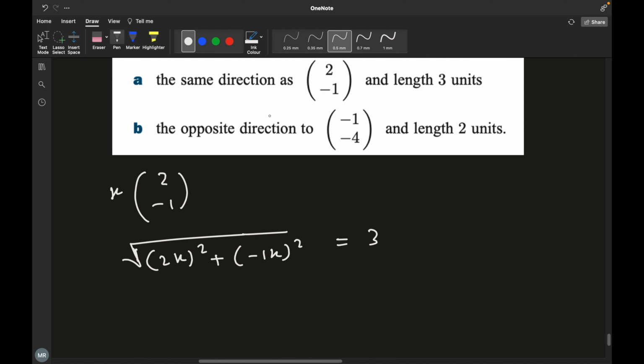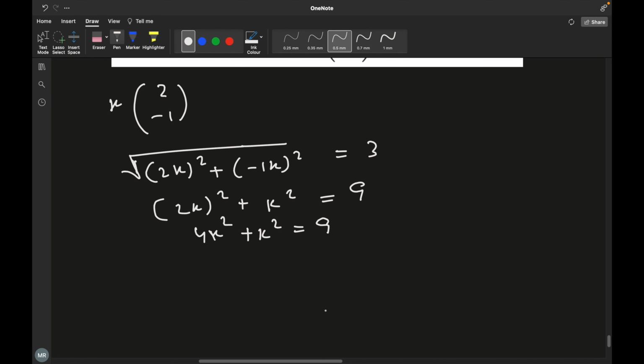The first question is very simple, but it's going to get complicated as you solve harder problems. So we have (2k) whole squared plus, this is essentially plus 1 squared times k squared, which is 9. We have 4k squared plus k squared, which is 9. And this is going to be 5k squared equals 9. And k squared will be 9 by 5, and k will be plus or minus 3 divided by root 5.